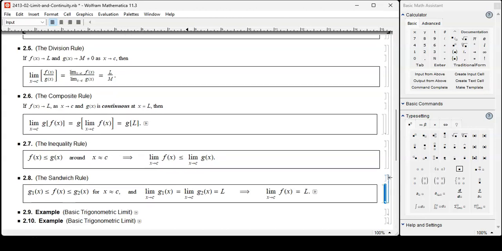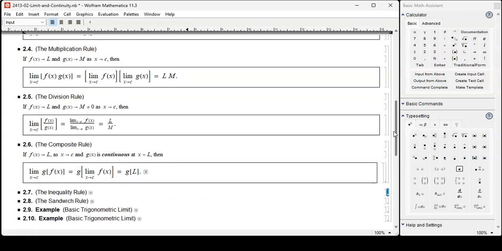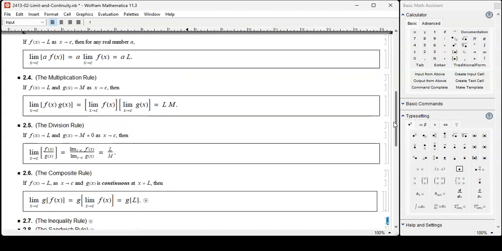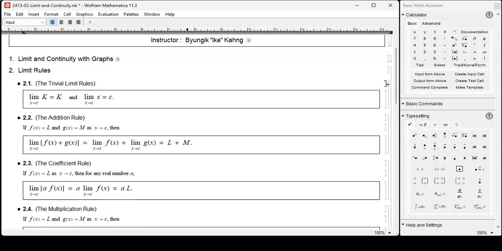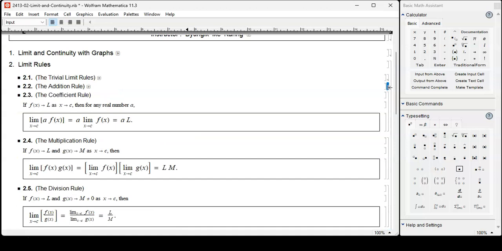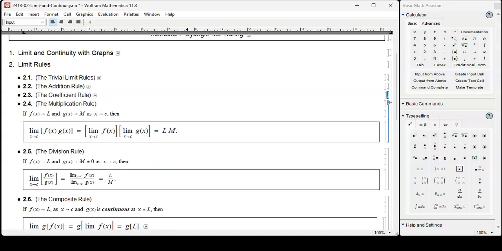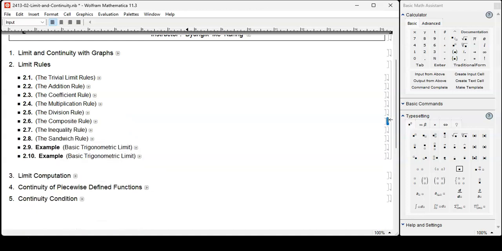I don't think we're going to use a lot of inequality rules in this course. I do have one example here, but that one is going to be an optional topic because it's an advanced exercise. But all the others, please remember all those. And they're easy to remember. The trivial rule, addition rule, coefficient rule, multiplication rule, division rule, and finally, composite rule.